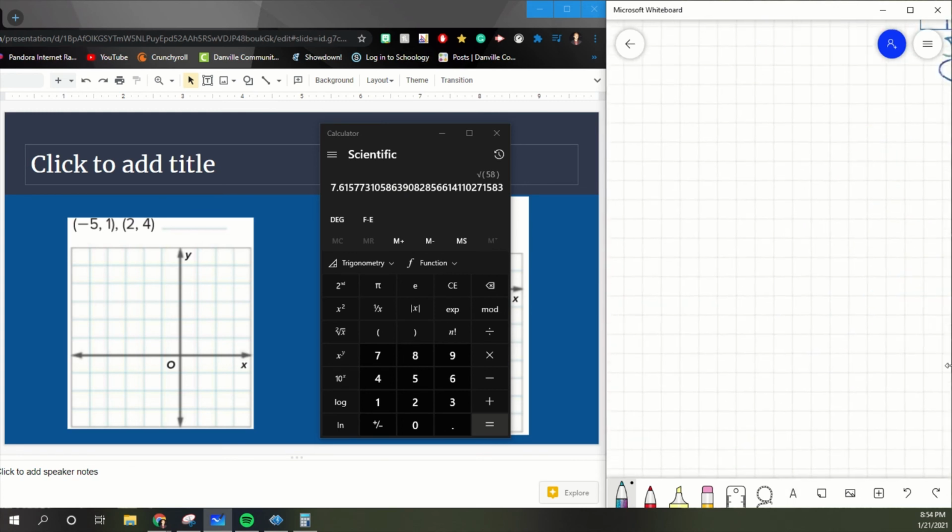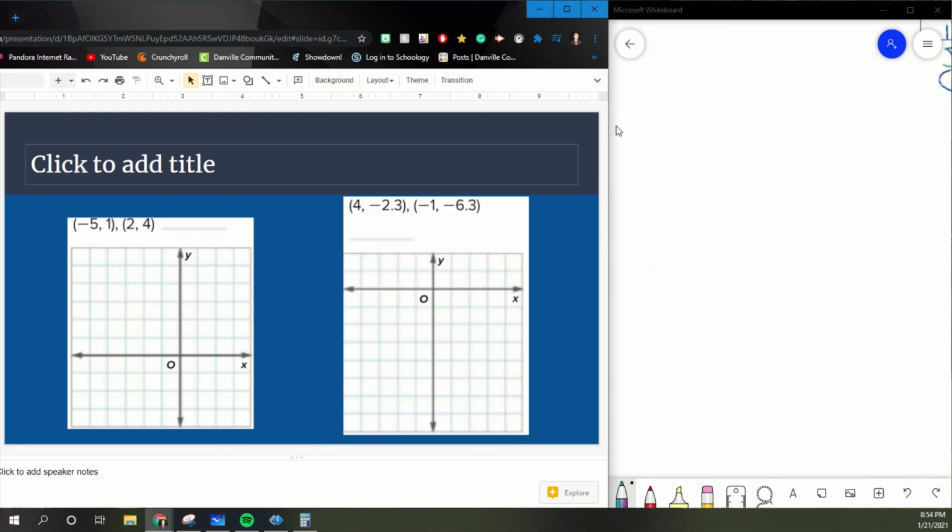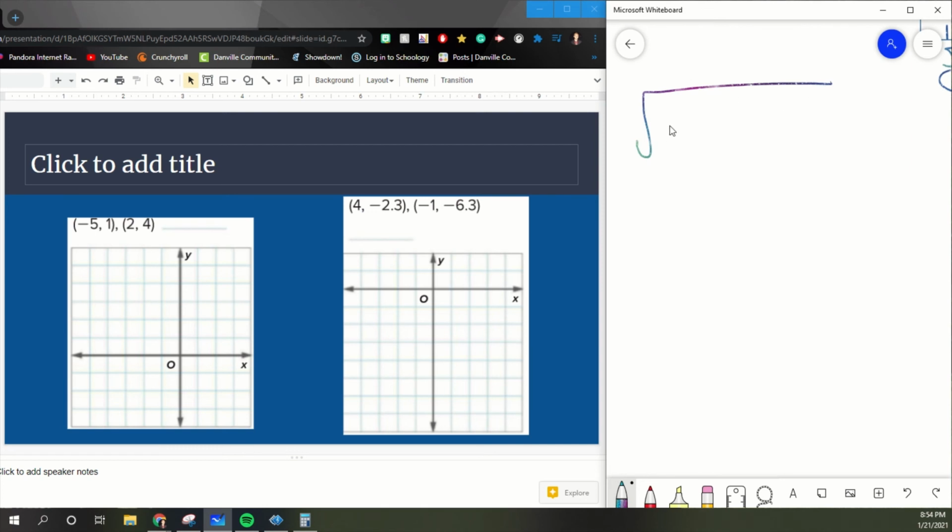Let's go ahead and use the distance formula just so you have another example of that. So I have x2 minus x1 squared plus y2 minus y1 squared. Let's go ahead and make this first point x1. So this first point, 4, negative 2.3, will be x1 and y1. And that second point, negative 1 and negative 6.3, we'll make that x2 and y2.